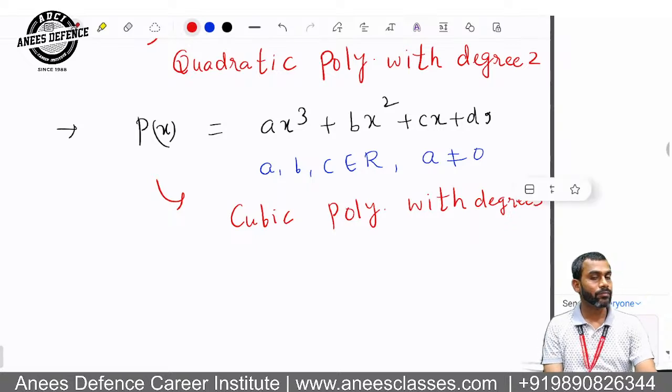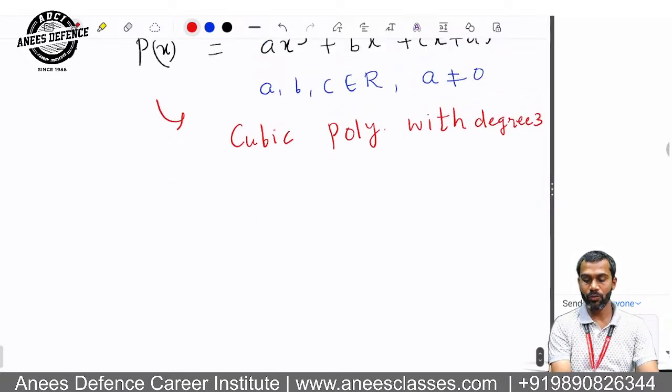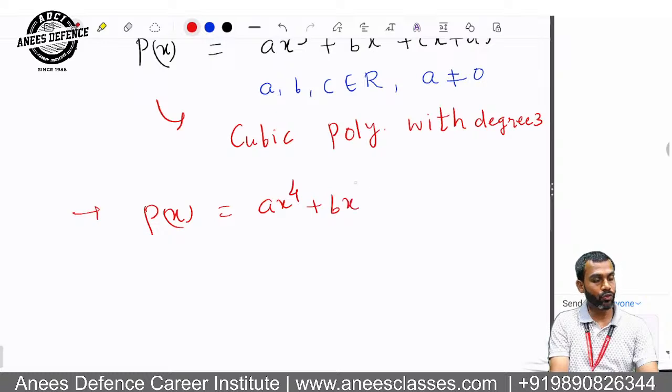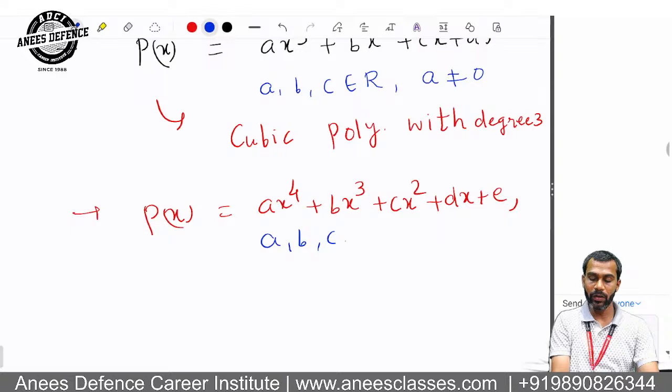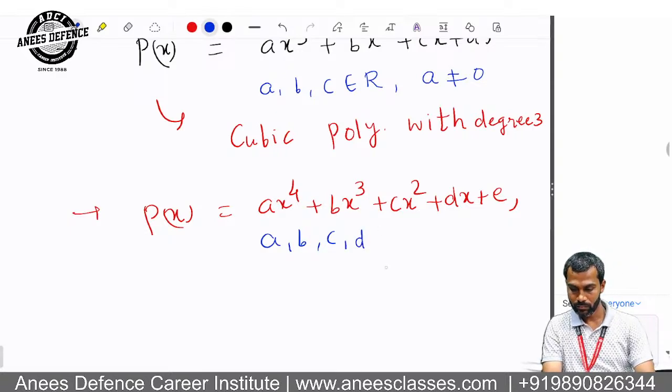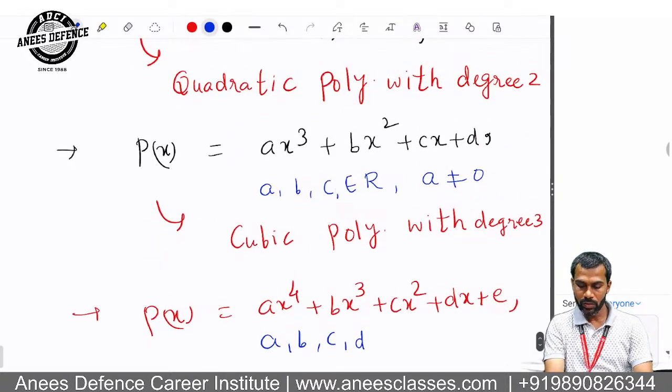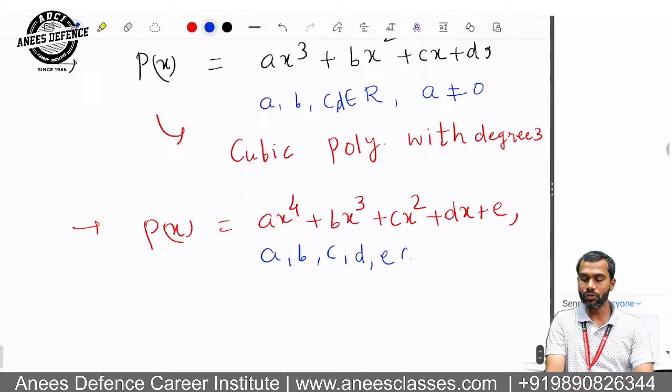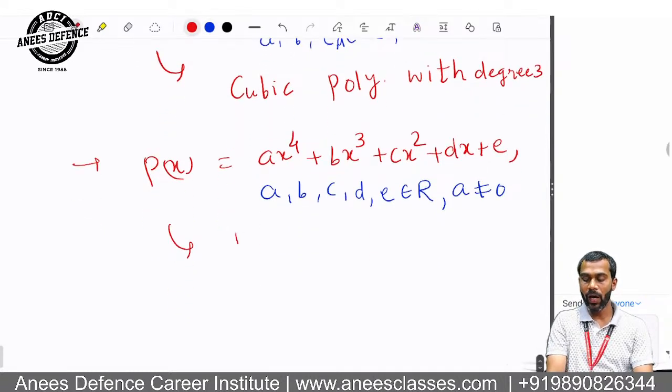Is there any doubt? I hope it is clear. Now let us move ahead. The last one. If p of x is equal to ax raised to 4 plus bx cube plus cx square plus dx plus e, where a, b, c and d, here we missed d. Yes or no? A, B, C, D, E belong to real numbers and a is not equal to 0. Yes or no? So what do we call this particular polynomial? Biquadratic.